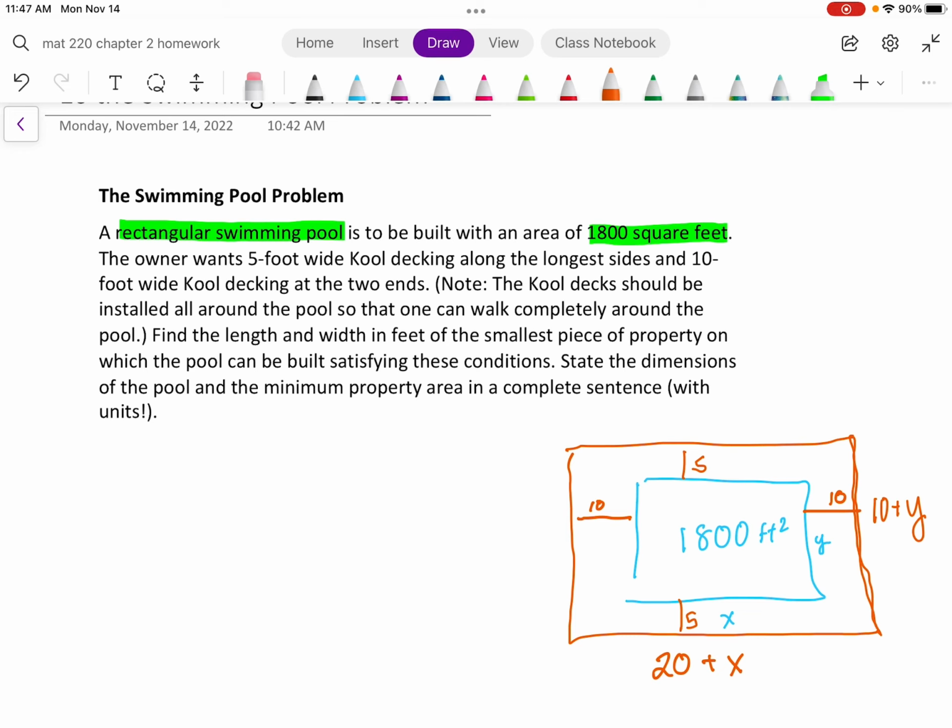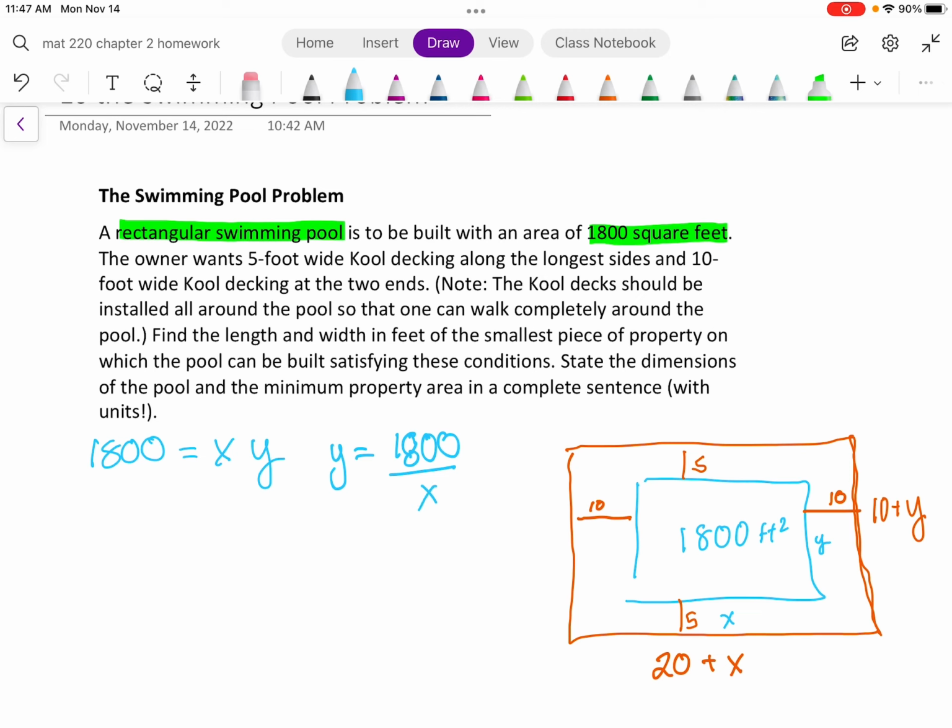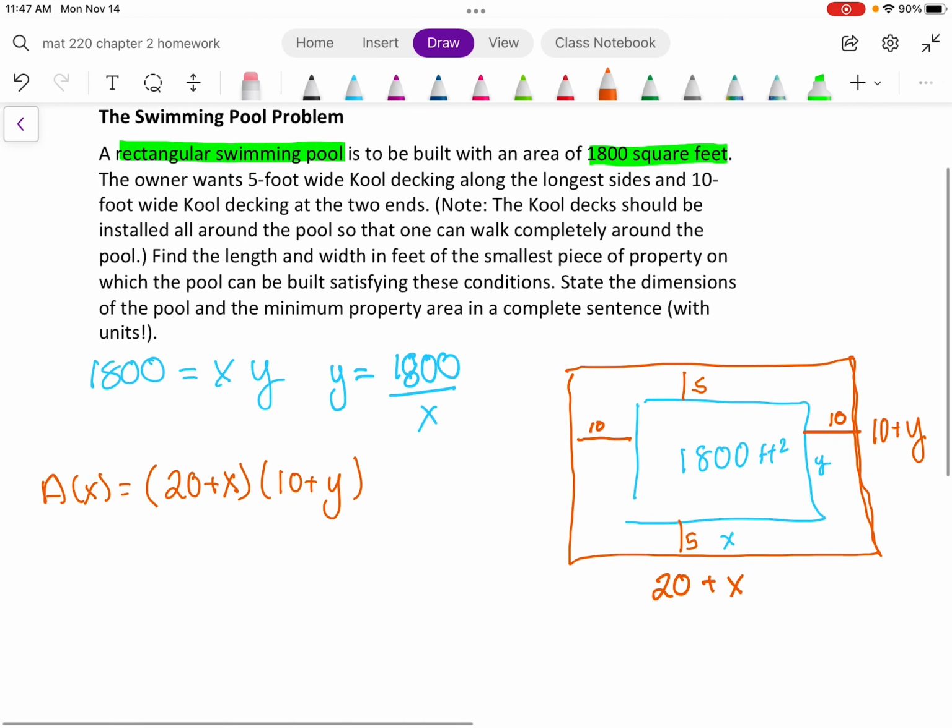All right, so we have a bunch of dimensions. Now let's write some functions. The area of the pool is 1,800 square feet, and I would find its area by taking X times Y. I'm probably going to want to solve for one of the variables eventually, so I'm going to rewrite Y equals 1,800 divided by X. Now the bigger property, I'm going to call my area function, A of X. I would find that area by doing 20 plus X, the dimension of the long side, times 10 plus Y. I could substitute in at this point, but I'm going to distribute first and plug in afterwards.